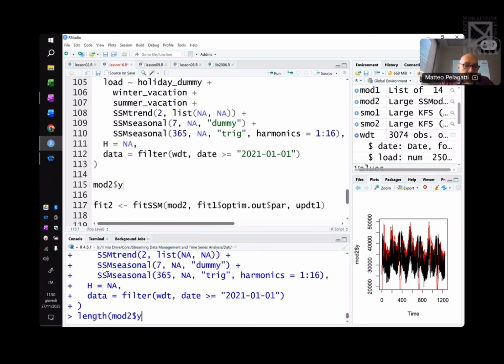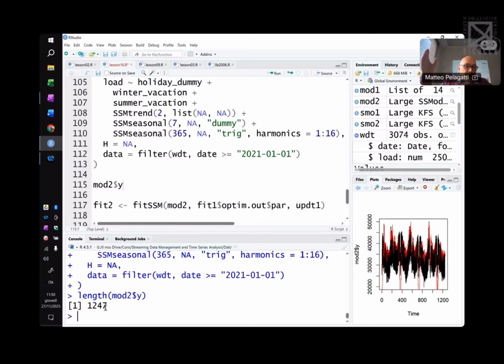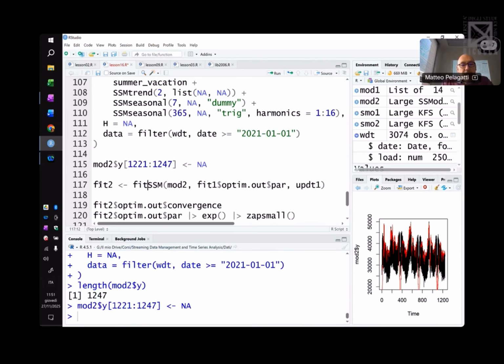So maybe the last 47 observations would be like 1.5 months. So we can set observations 1221 to 1247 to NA. And I will do an even dirtier trick here to make estimation quicker. I'll use the previous estimate to estimate this model again. This should be quicker.